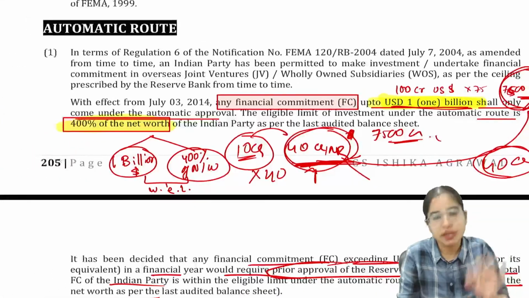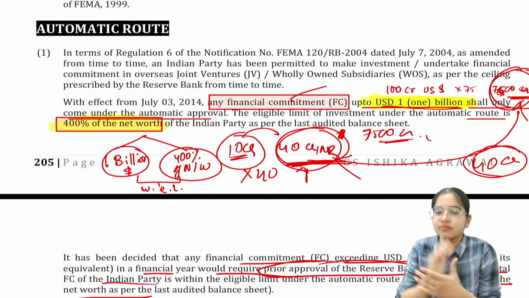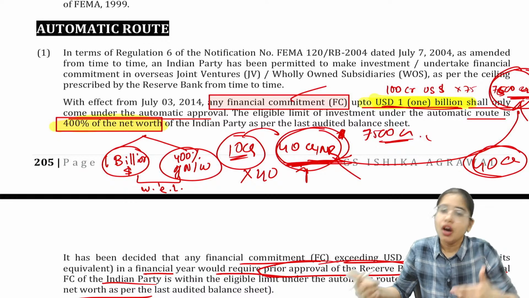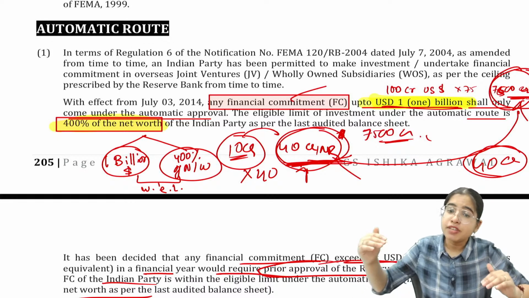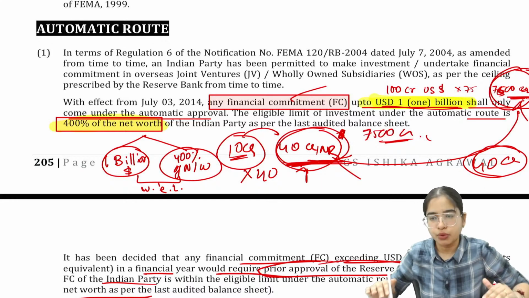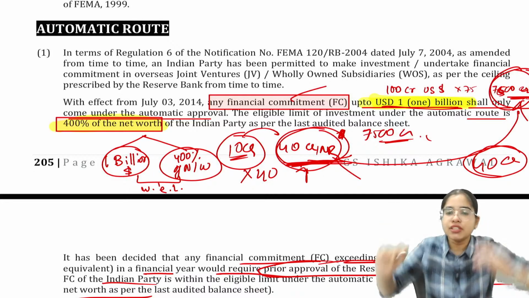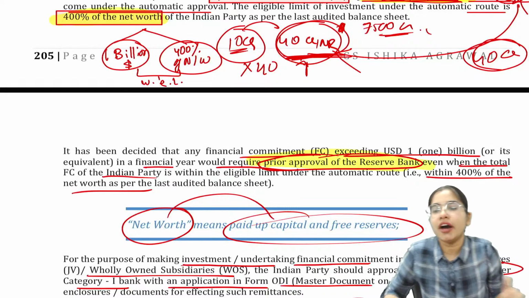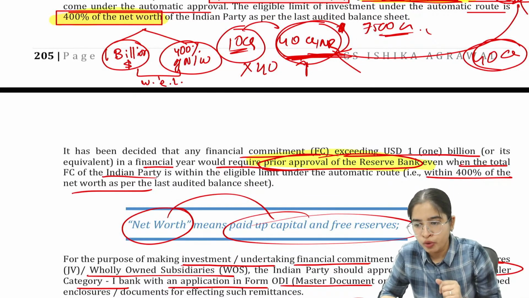So these two limits are important. Please remember these two limits, that if you are making any financial commitment outside India up to 1 billion US dollar, subject to the limit of 400% of your net worth, then you can go through automatic route. However, if you are exceeding any of this limit, then you compulsorily have to take prior approval of RBI. I hope this point is crystal clear to all of you.